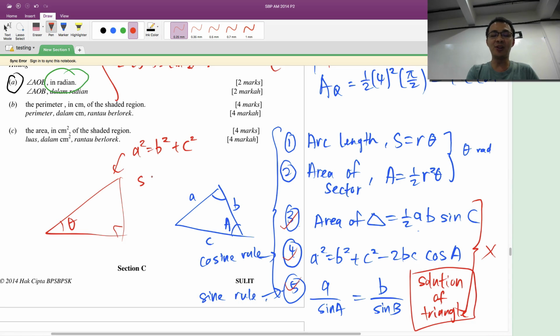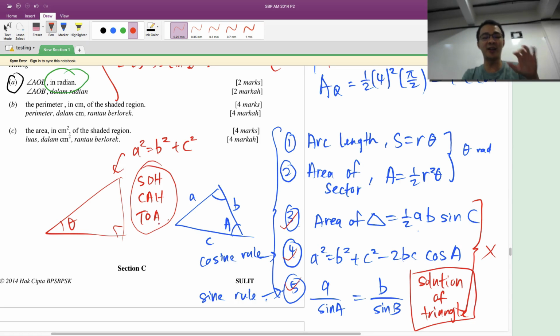Because you just use the SOH CAH TOA. Yeah, just use this one. But the SOH CAH TOA thing can only be applied on a triangle with 90 degrees. If the triangle has no 90 degrees, you cannot apply SOH CAH TOA to do it. Okay? So far so good?